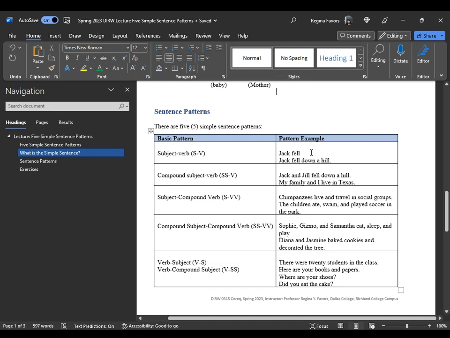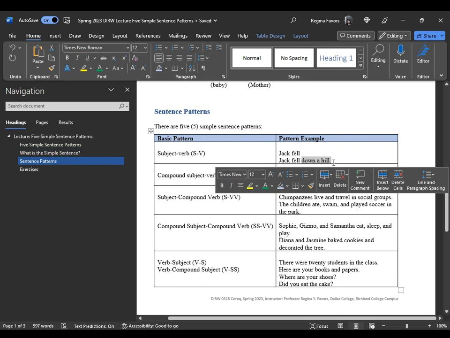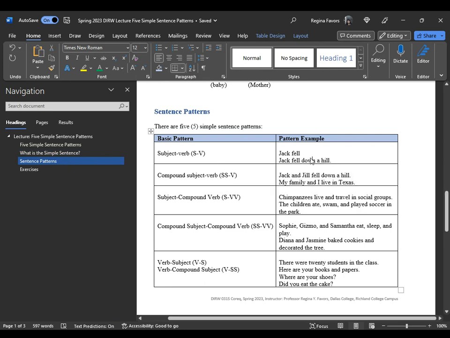All right. So for the first subject verb, SV, Jack fell down a hill. So down a hill, if you remember from the previous lesson on prepositions and prepositional phrases, down would be your preposition, down a hill would be your prepositional phrase. So it tells us where he fell.